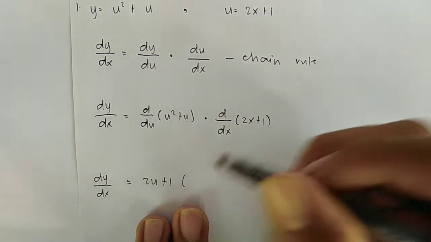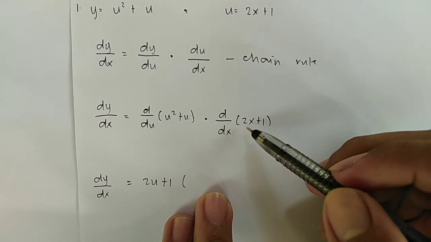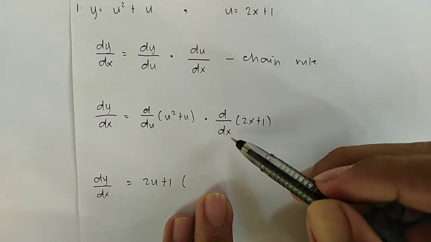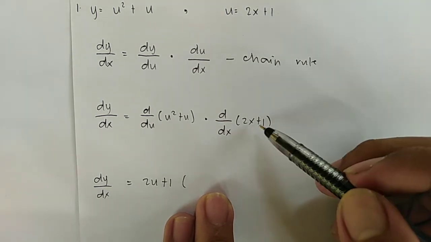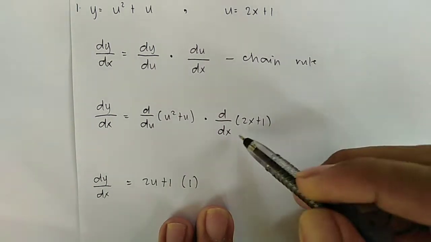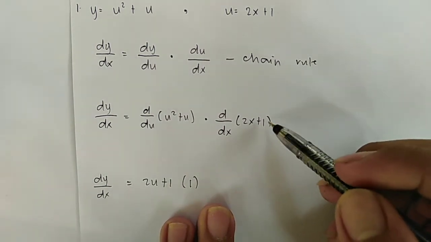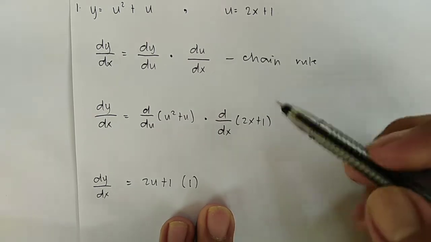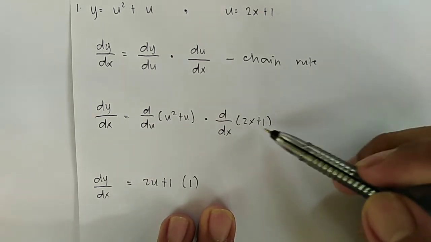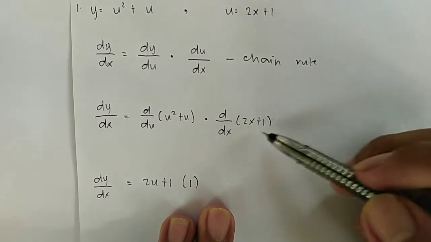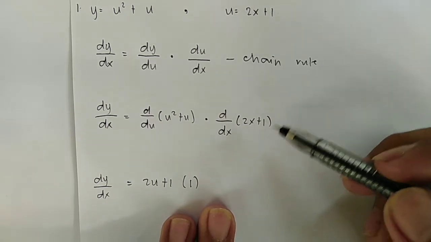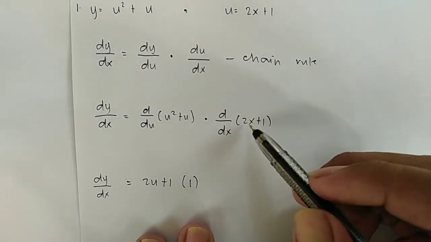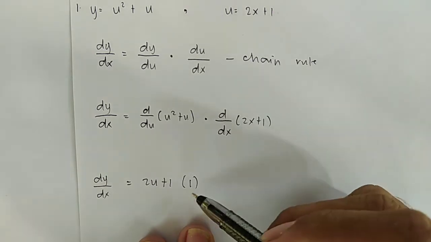Then, times derivative of the function 2x plus 1. Derivative of 2x in terms of x, magiging 1. Then, derivative of the constant 1 in terms of x, 0, kasi yung derivative ng kahit anong constant ay 0 talaga. Kaya ang magiging derivative ng 2x plus 1 in terms of x ay 1 lang.